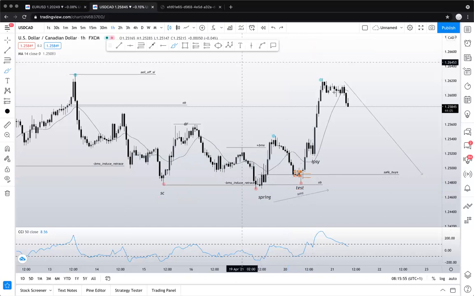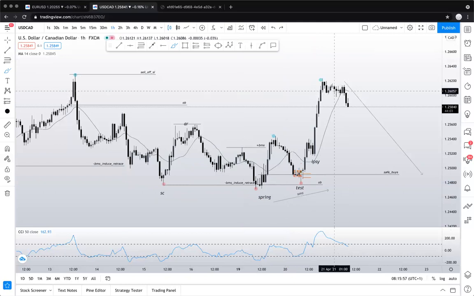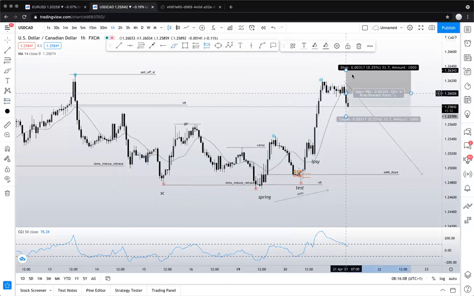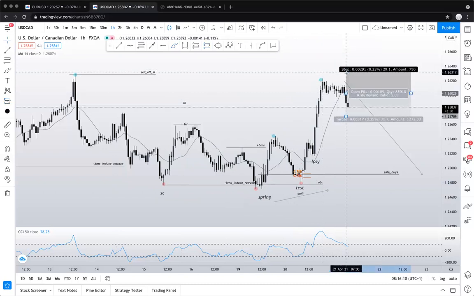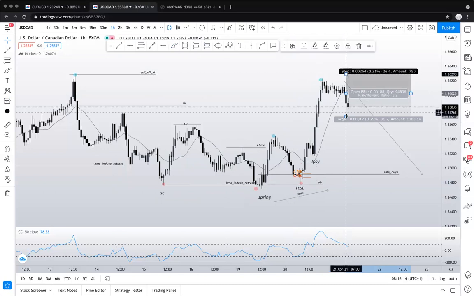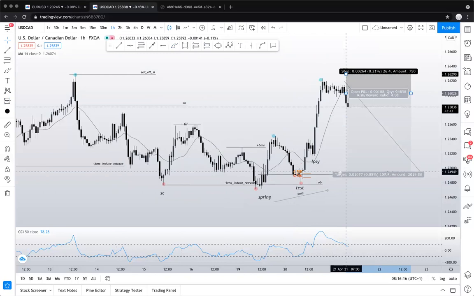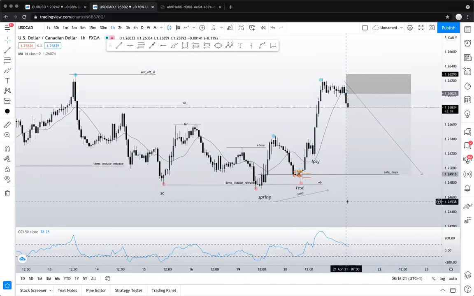So I would have been selling EU. This would have been a beautiful trade, even if I took it all the way from probably here. If I sold here, stop loss here, this would have been a beautiful trade, target here.